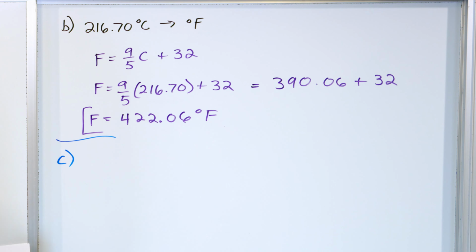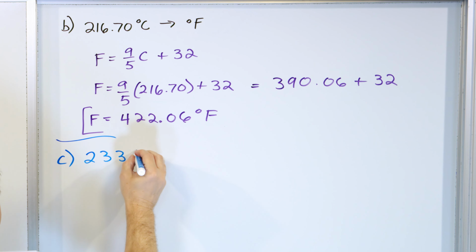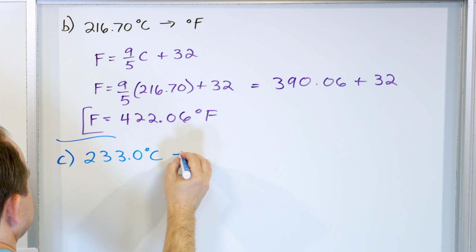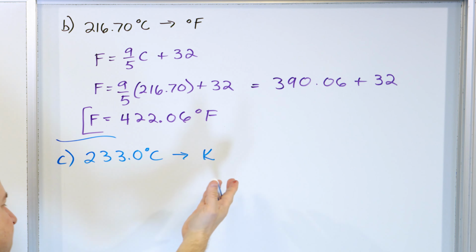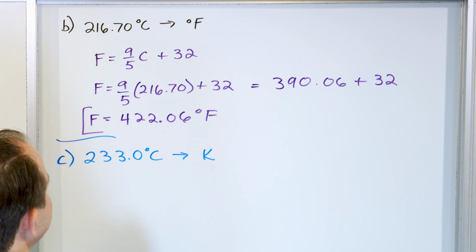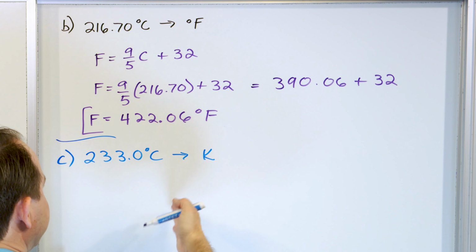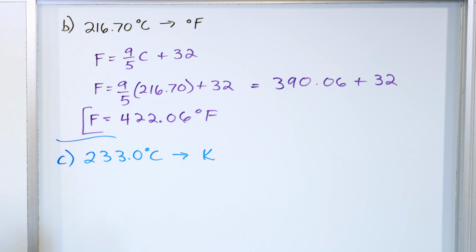Let's go to part C. Let's convert 233.0 degrees Celsius. Let's go into Kelvin. Notice I did not put a degree symbol there. I might accidentally mess up and do it sometimes, but technically you're not supposed to put a degree symbol next to the Kelvin. It's just 45 Kelvin, 36 Kelvin. You never say degrees Kelvin, right?